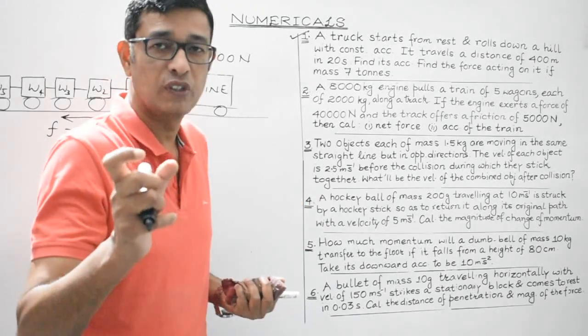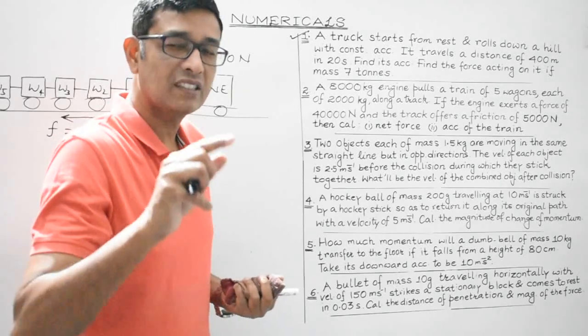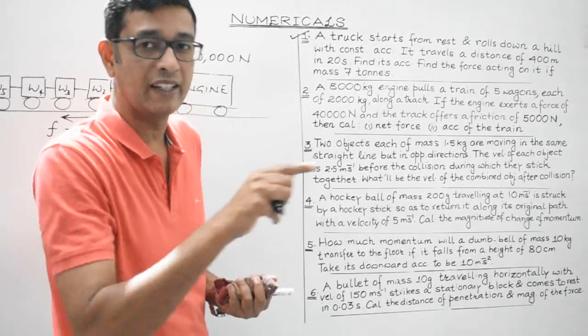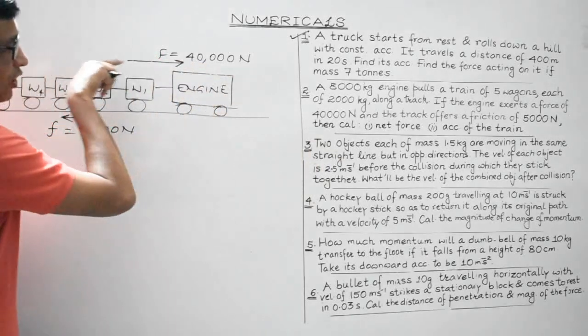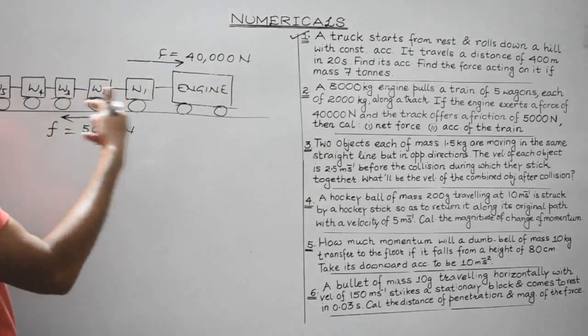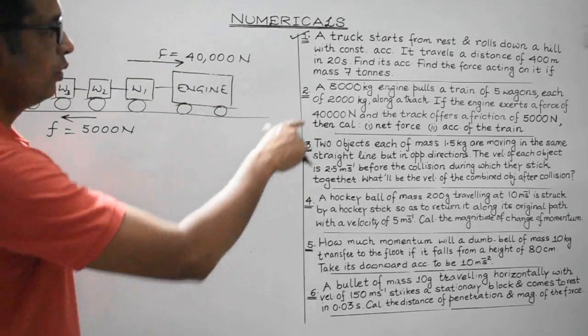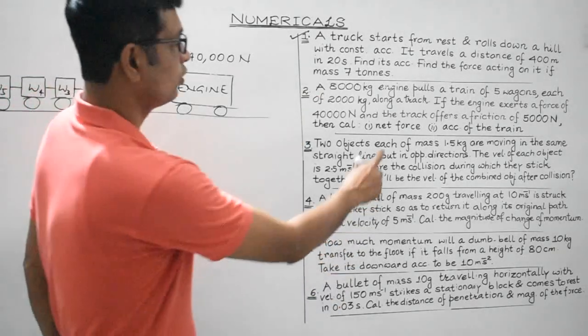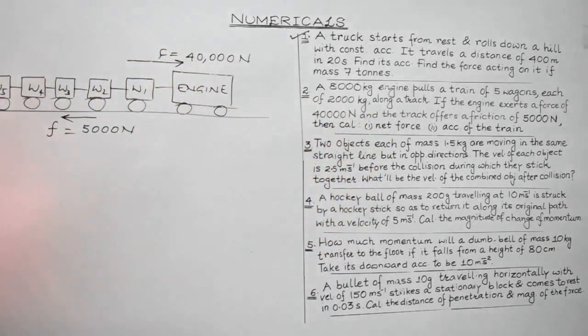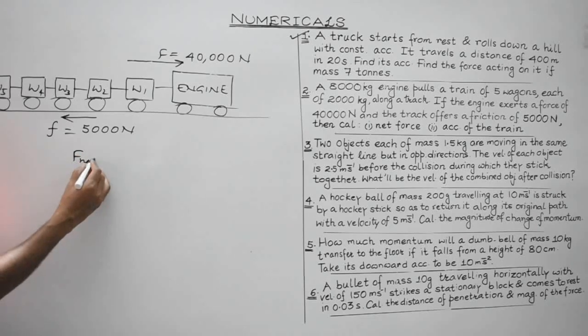And force of friction, students, always remember, it always acts in a direction opposite to which the body tends to move. Here the train is moving along this direction, so the force of friction will be acting in the opposite direction. What else is given? We are supposed to find out the net force, right? So what will be the net force?